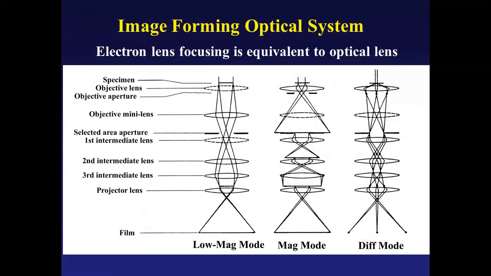By switching the focal length of the intermediate lens here, from image plane to back focal plane, we can observe the two-dimensional image in the image mode and the diffraction pattern, the reciprocal information of the specimen, simultaneously. The electron microscope offers much information like this.